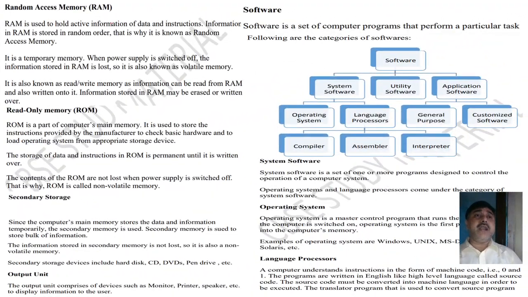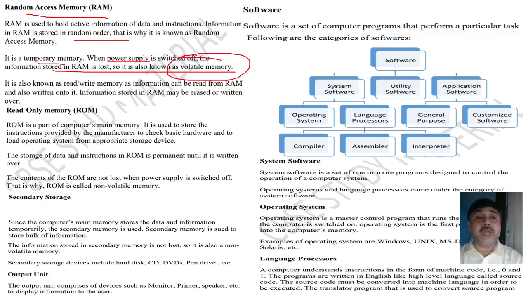Okay, so random access memory, RAM, holds the active data. The data will be held here in a way, and we can work from here. So this is the temporary memory. RAM is temporary memory. As soon as the power supply is switched off, everything stored in RAM will be lost. That means it is volatile in nature. Okay, this memory is volatile in nature.